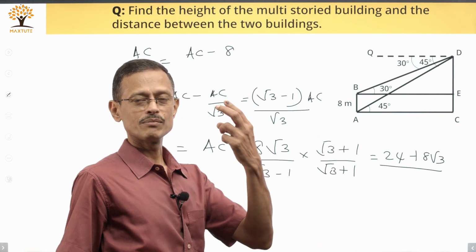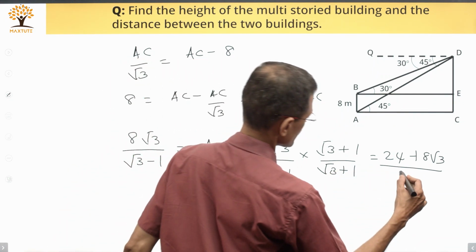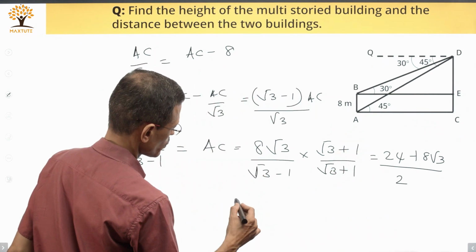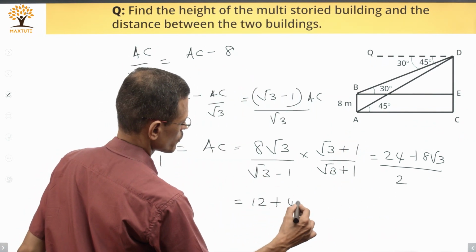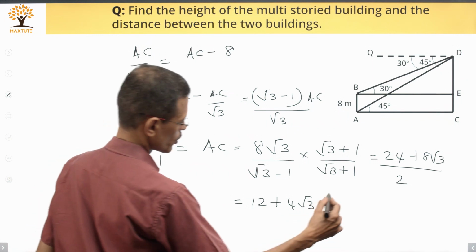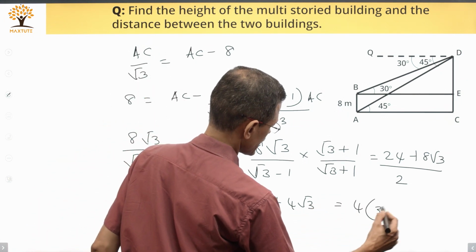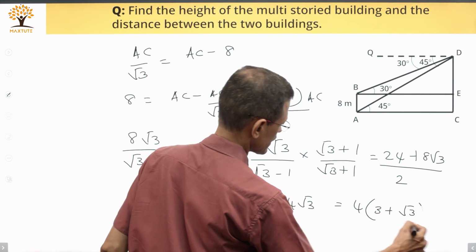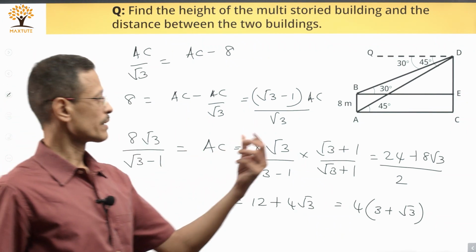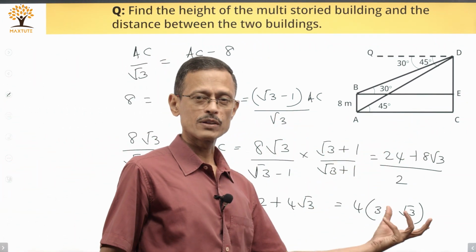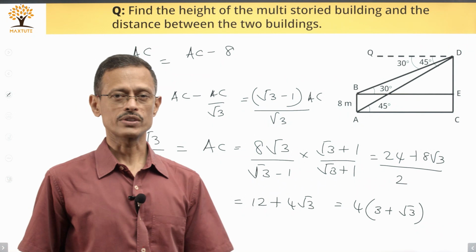Root 3 square is 3, minus 1 square is 1. 3 minus 1 is equal to 2. 24 by 2 is equal to 12 plus 4 root 3 is the answer, or take 4 common outside, you will get 4 into 3 plus root 3, right? That's the final answer. So what is the measure of AC? 4 times 3 plus root 3, or essentially 12 plus 4 root 3.